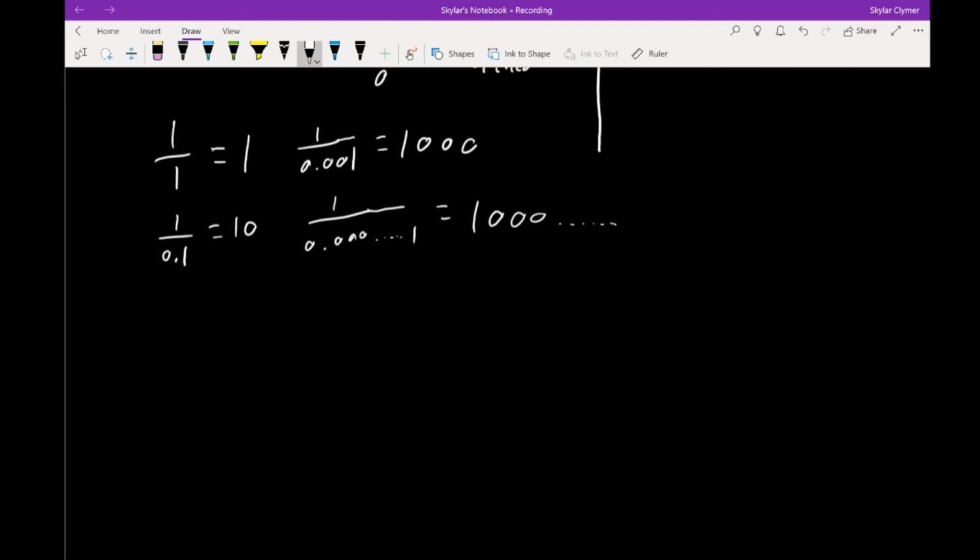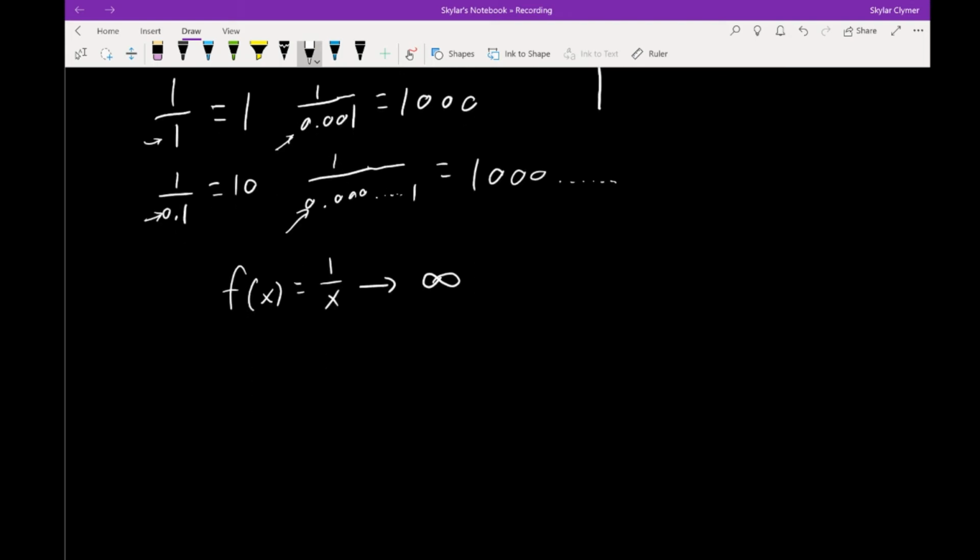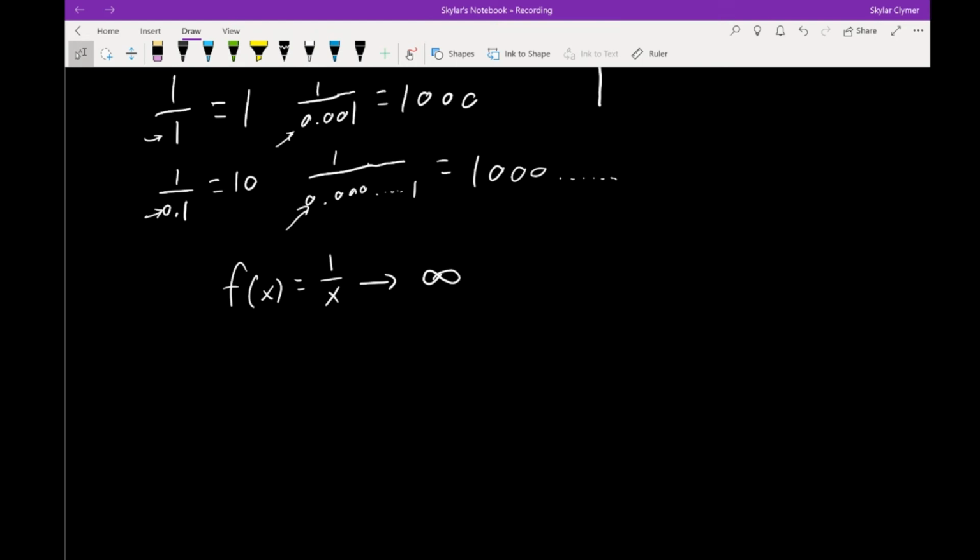So I'm realizing that as my x, the bottom number here, gets closer and closer and closer to 0, my function of 1 over x is going towards infinity. Now that is not the same thing as undefined. Those are two completely different answers. And that is actually what the answer is in this case. If you say x approaches 0, 1 over x, the answer is infinity.